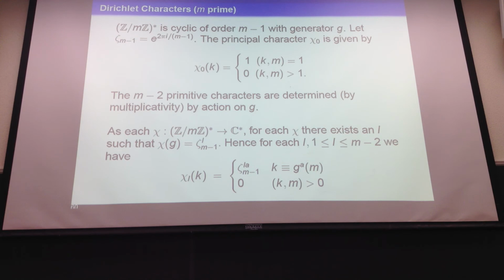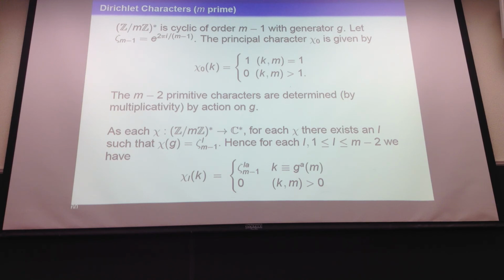If m is a prime, it's actually very easy to write down explicitly what's going on. And so what we would have is we choose an integer L between 1 and m minus 2, and what's going on for the character is given just by a primitive root of unity raised to the Lth power. So this is where we need to use a little bit of algebra.